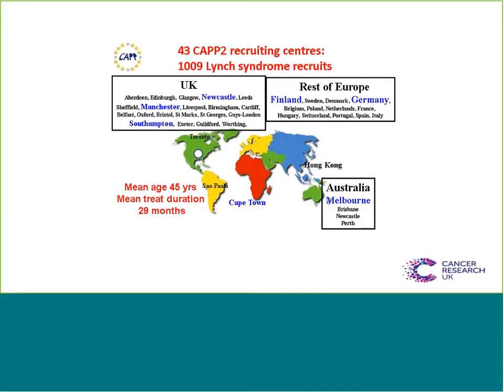So we got our 1,000 carriers, aged 45. We treated them for 2 years, and then because it was so slow, we asked them to stay in for a further 2 years. So some of them did 4 years, and the mean duration of treatment was about 29 months. And you've already seen this graph from Patrick.